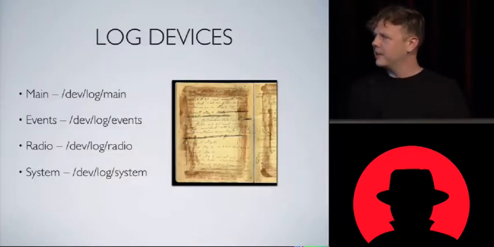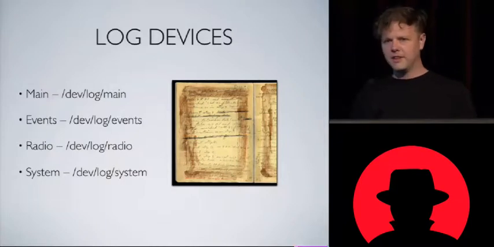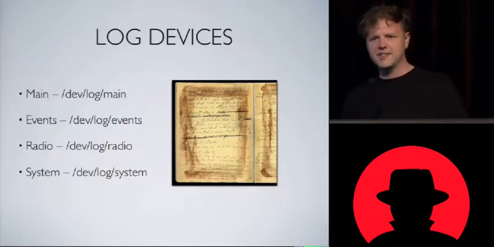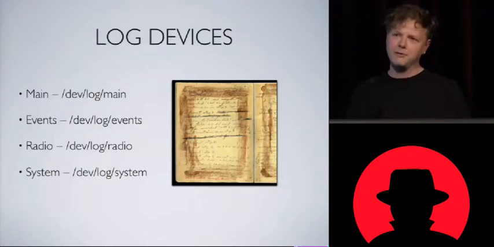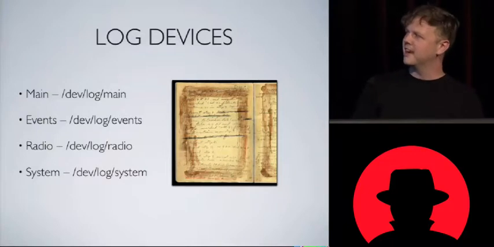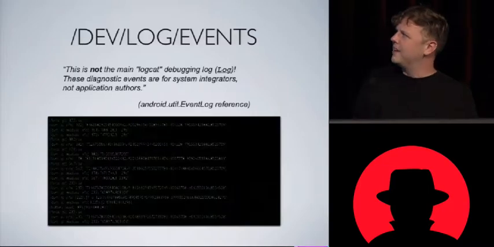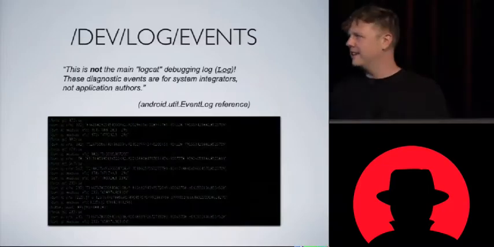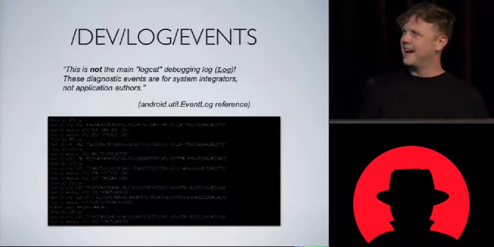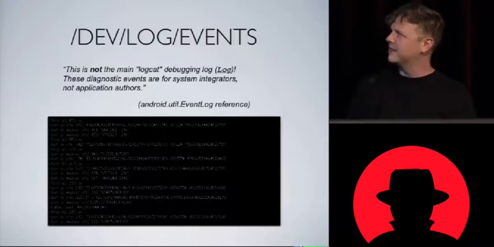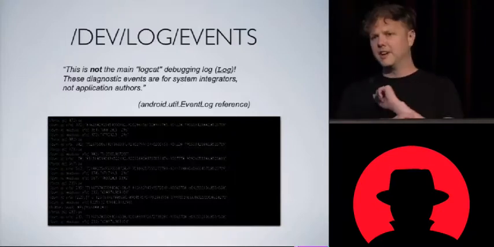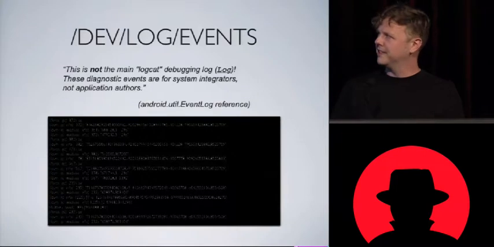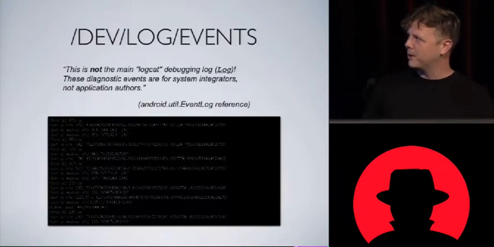So on the Android image, well, up until 2.1, there are three different log devices that are actually available. As of Froyo, we've seen the appearance of a 4th log. It's not entirely clear what the split is there yet, but it is available. Devlog events is described in the reference documentation as not the main LOGCAT debugging facility. These are diagnostic events for system integrators and not application authors. For the most part, there's nothing interesting there, but we'll see something developers should be aware of in a minute.